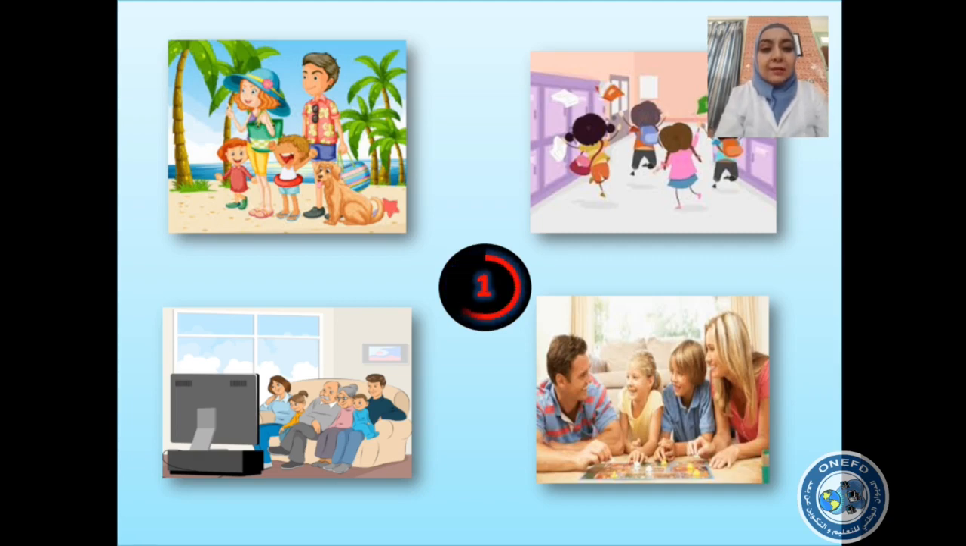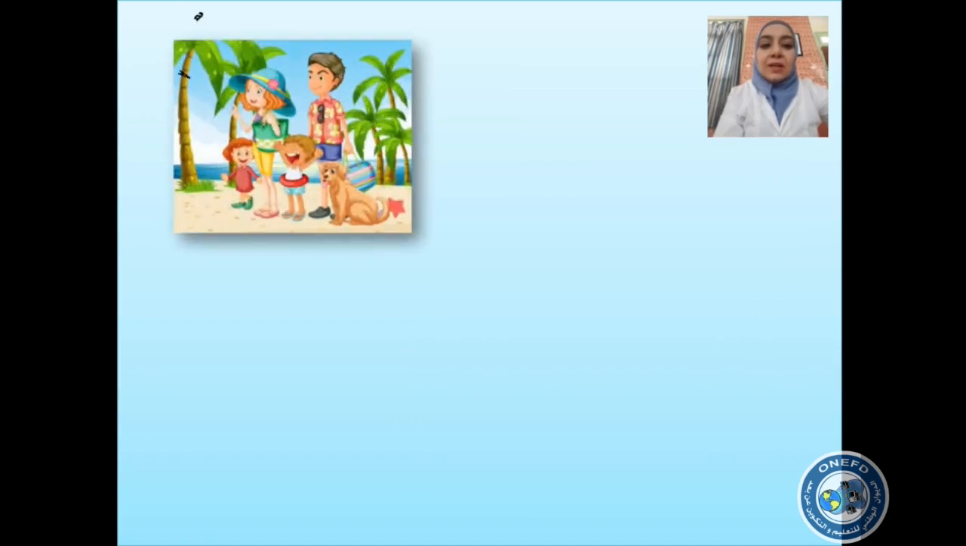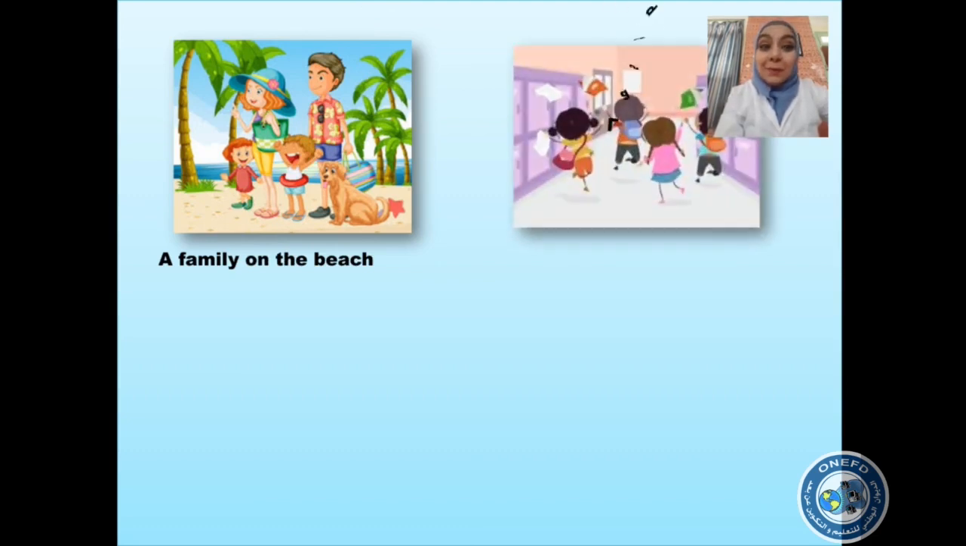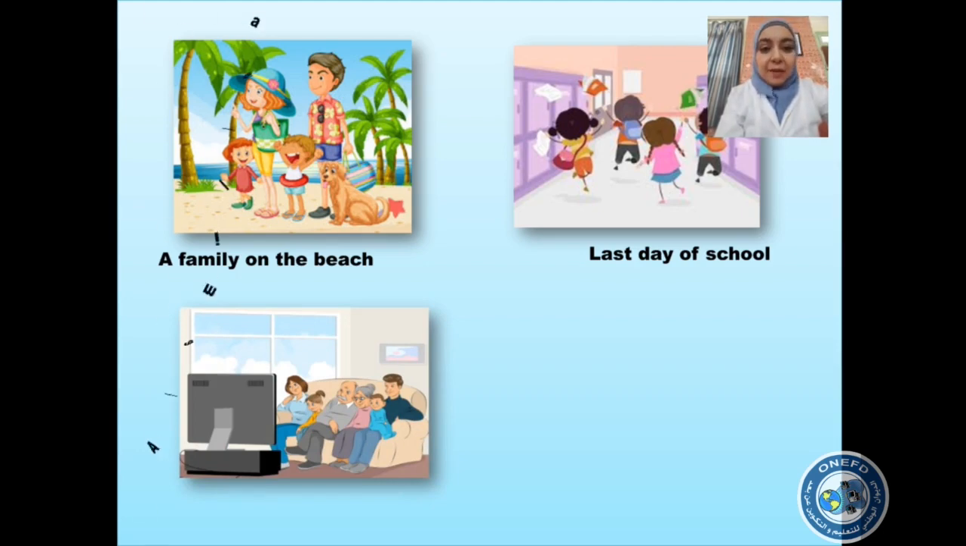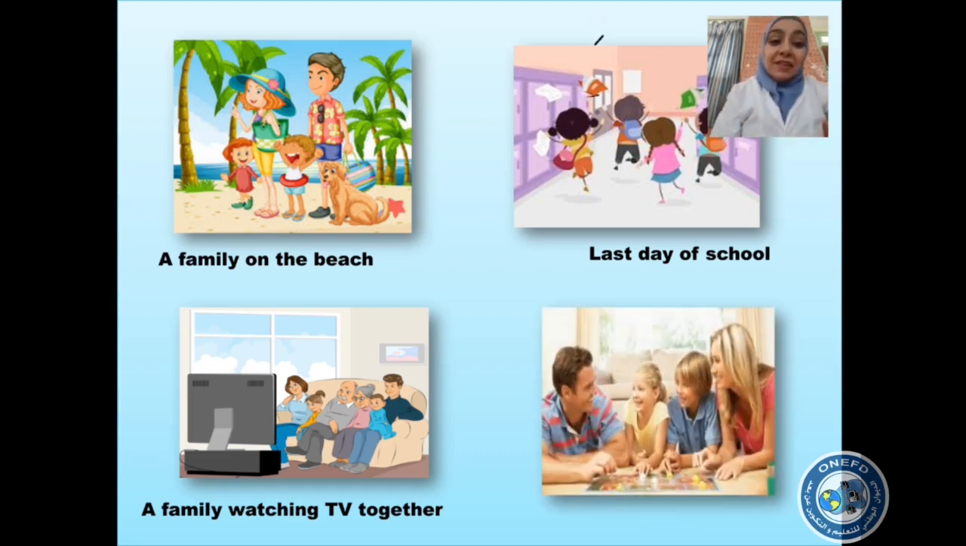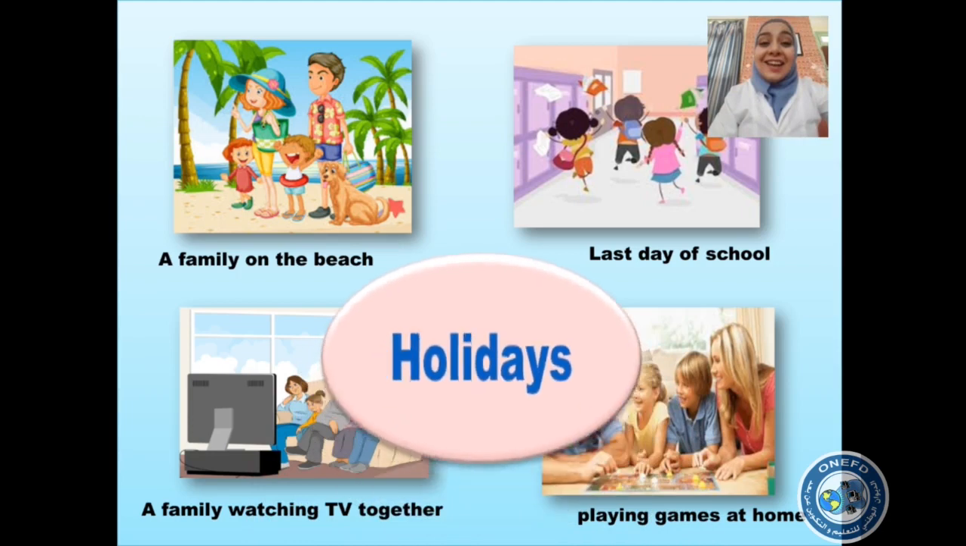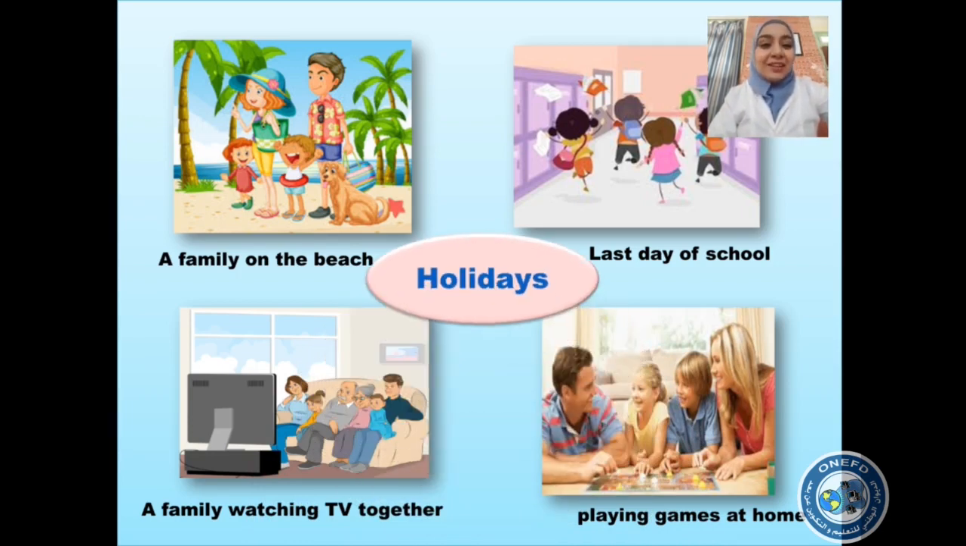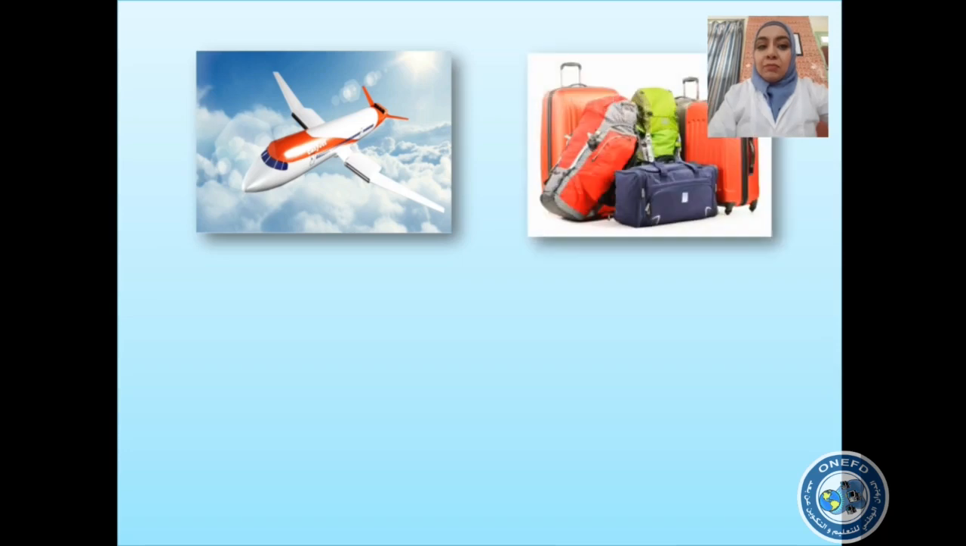Okay, what is represented in picture 1? In picture 1 we see a family on the beach. Picture number 2, pupils happy because it is the last day of school. Number 3, it is a family watching TV together. Here we have another family who are playing games at home. So, what is the topic? Which time is this? It is holidays, the time of holidays. We love holidays.